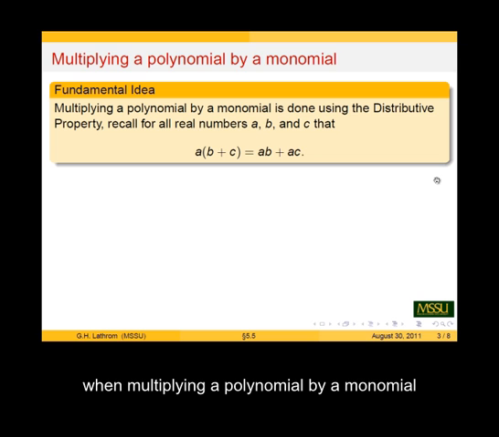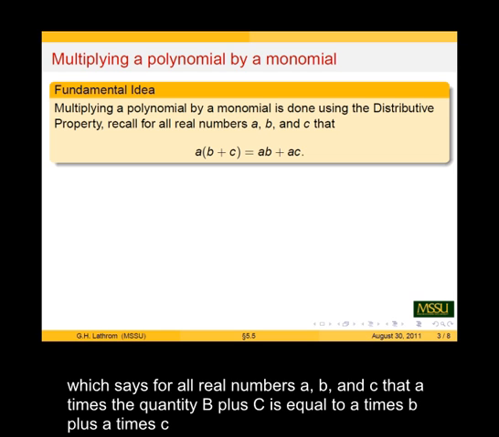When multiplying a polynomial by a monomial, the fundamental idea is using the distributive property, which says for all real numbers a, b, and c, a times the quantity b plus c is equal to a times b plus a times c.